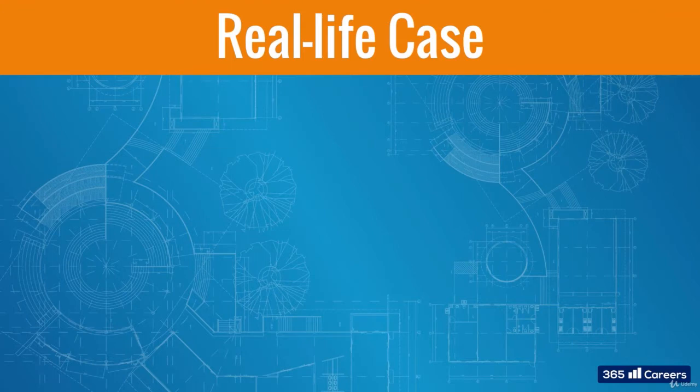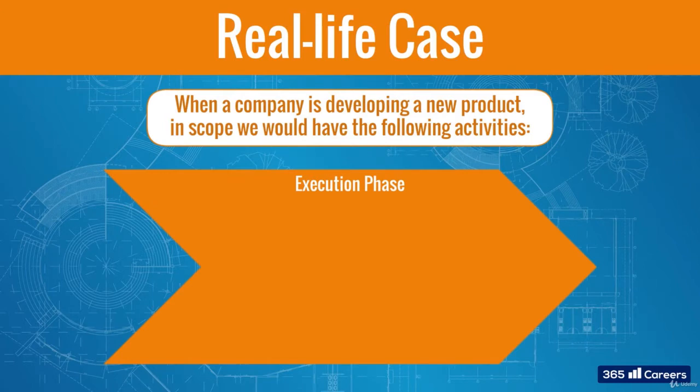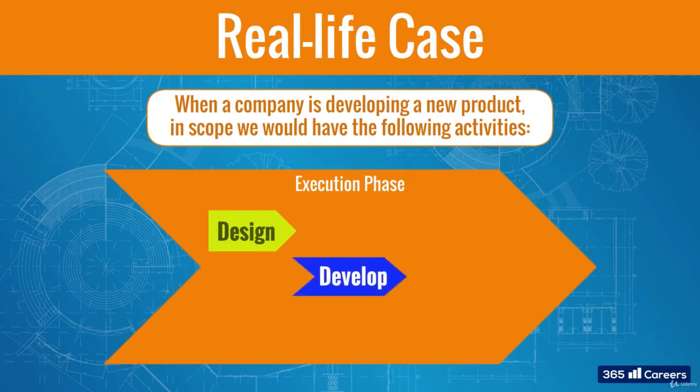For instance, when a company is developing a new product, in scope we would have the following activities. Design the product, how it will work, what features it will have, how will it look, etc. Develop or create the product according to the design. Test the product to see how it works in practice and if anything should be corrected before people start using it. As you probably expect, back in the day this project would include these activities in a sequenced manner.